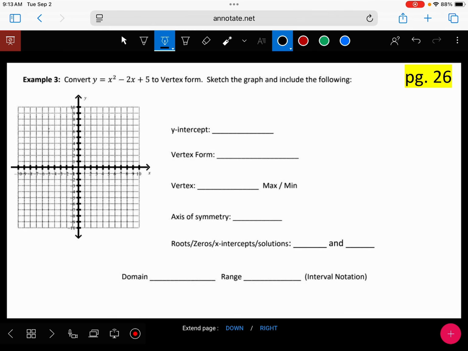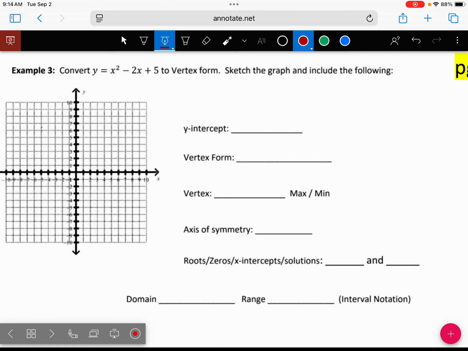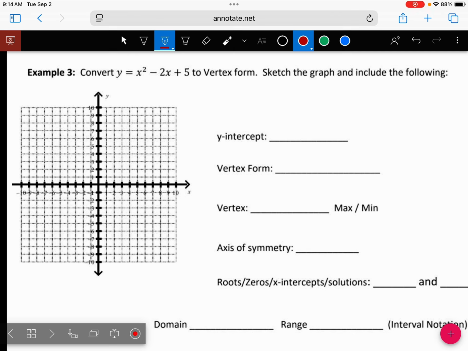All right, so example 3, we have our y-intercept. Where is our y-intercept going to be? What's our c value? 5. (0, 5). Let's go ahead and put a point right there.